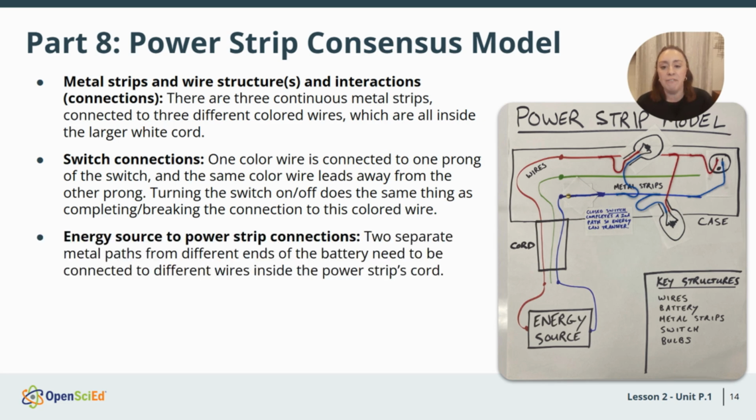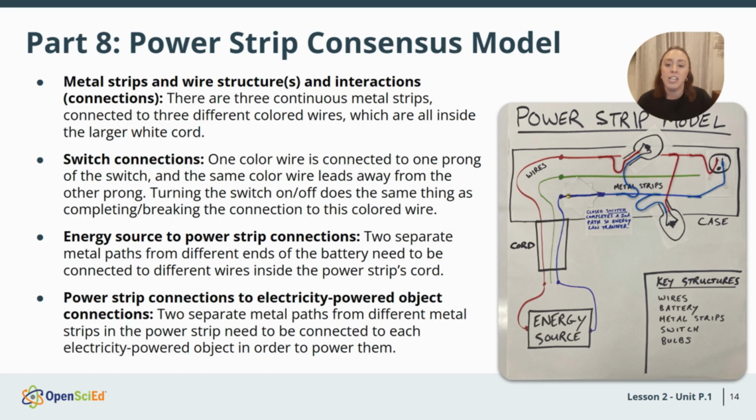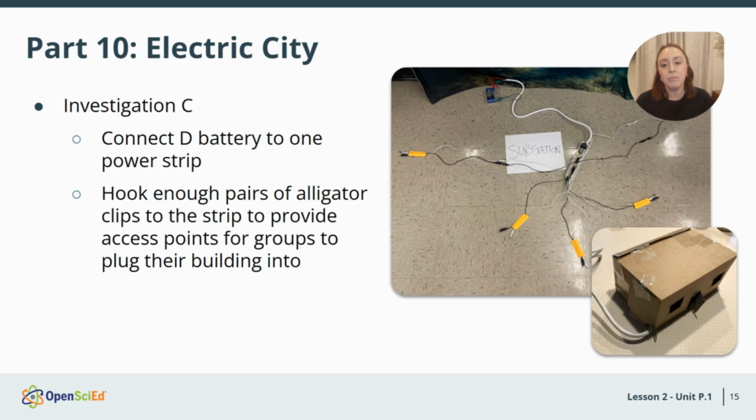And then we also want to emphasize that the energy source to power strip connections, as well as our devices to power strip connections, have to create 2 separate complete paths, both to and from the battery. And again, we name this here as a circuit.